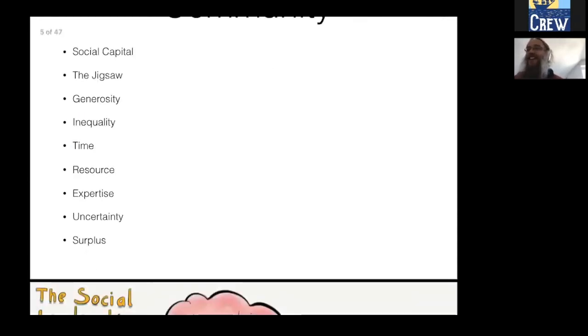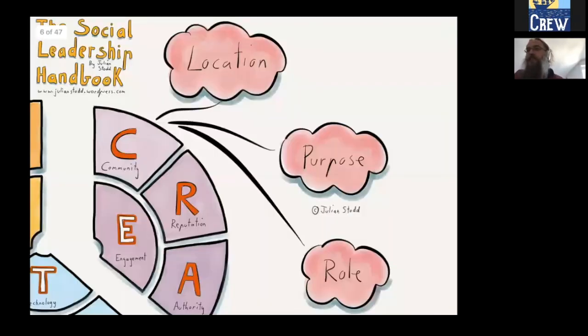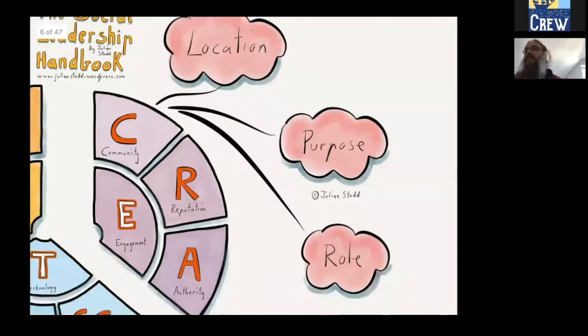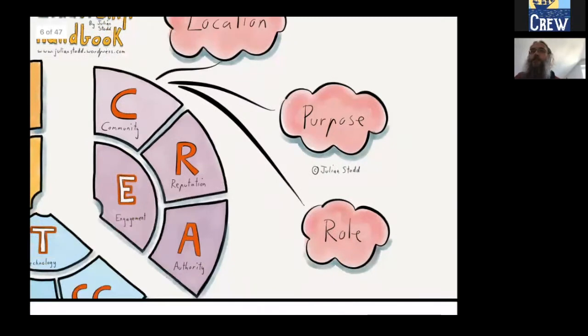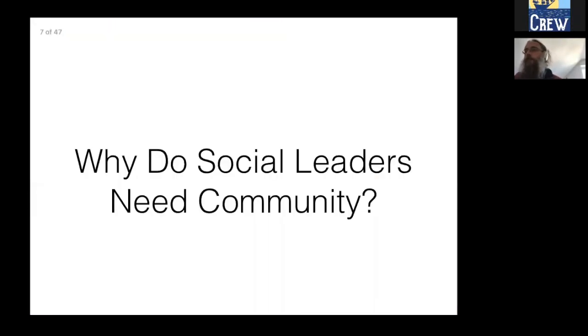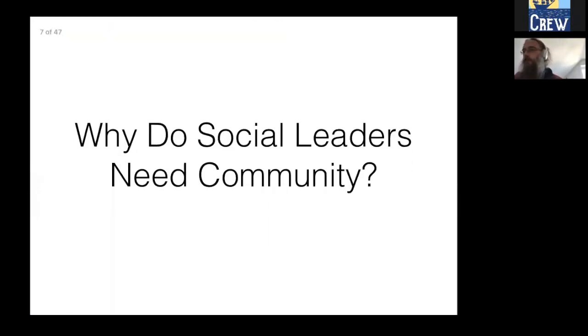We're going to actually look at how communities work. We're going to look at the purpose of communities. Why do social leaders need communities? And we're going to talk about how we grow communities over time. So let's start on our journey. And I say, please feel free to interrupt as we go. We're only a small group today.